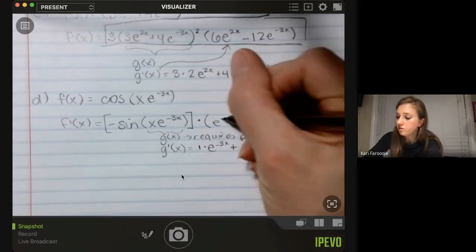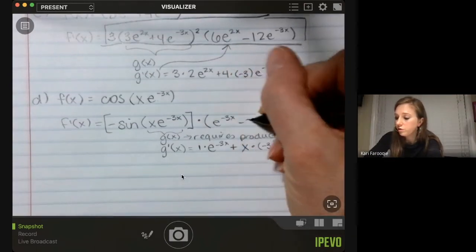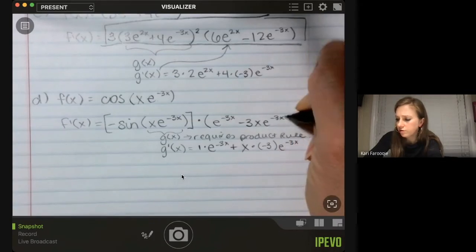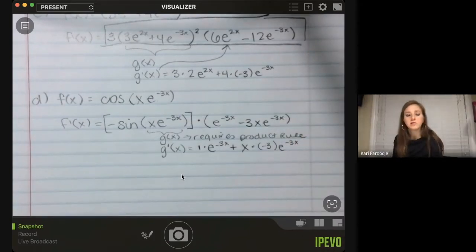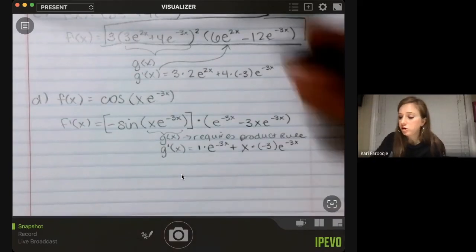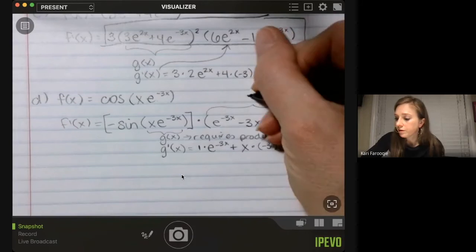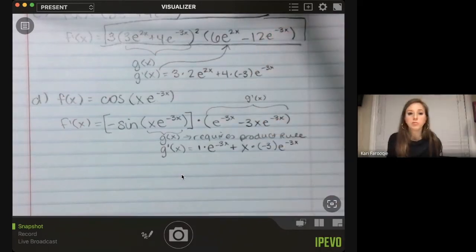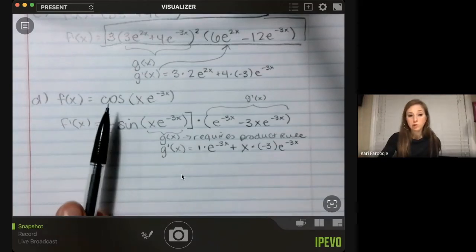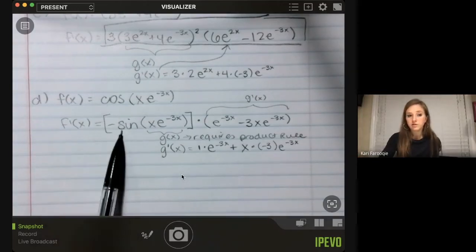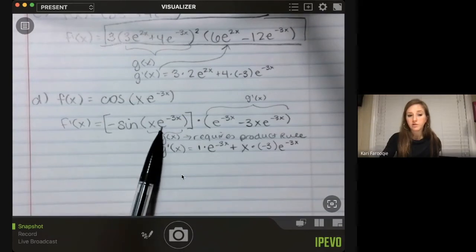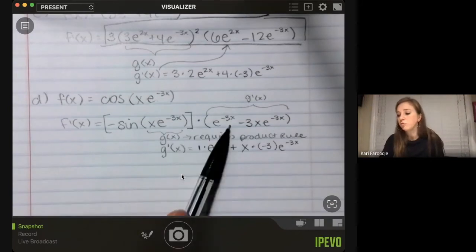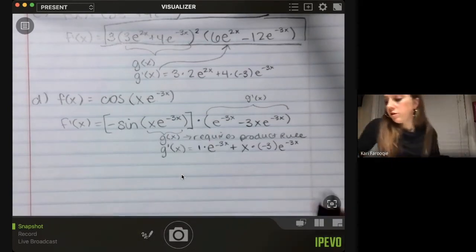So this is a place where you might need to pause your video and sit here and look at this for a minute and make sure that it makes sense to you. But if this is your inside function g, this is its derivative g prime. So we took the derivative the way we normally would. The derivative of the cosine of x is the negative sine of x, but we didn't just have x, we had u of x, some function of x, f of g. So we multiplied it by the derivative of x e to the negative 3x.